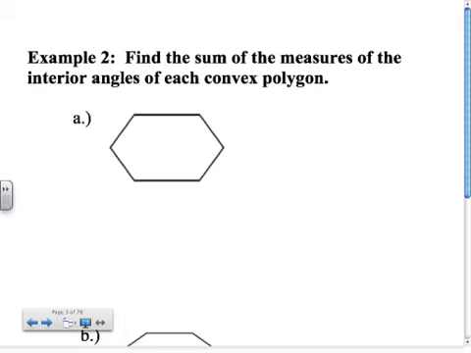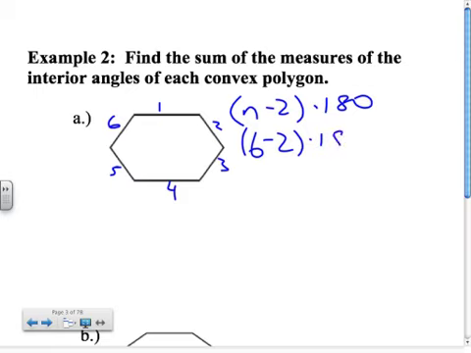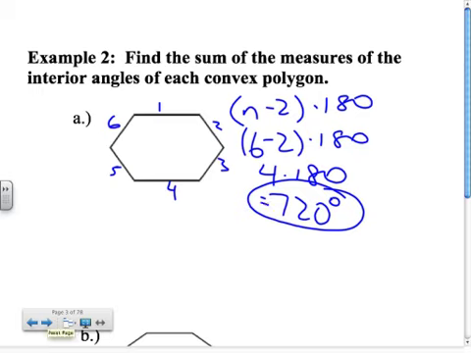Okay, find the sum of the measures of the interior angles of each convex polygon. All right, so the first thing is, when it says find the sum, I'm thinking n minus 2 times 180. Got to identify n. There's 1, 2, 3, 4, 5, 6 sides. So I have 6 minus 2 times 180. That's 4 times 180. And 4 times 180 is very simply going to be 720 degrees, the sum of the interior angles of this hexagon. Every 6-sided figure will have an interior angle sum of 720 degrees.